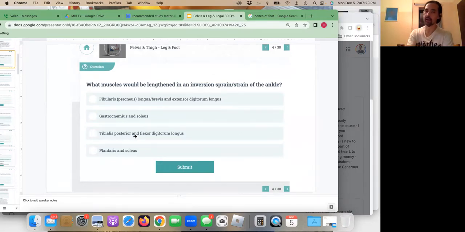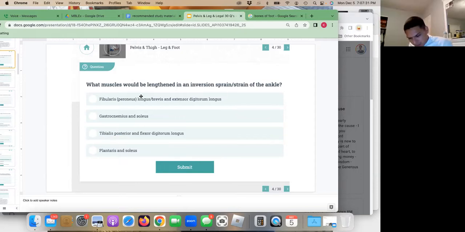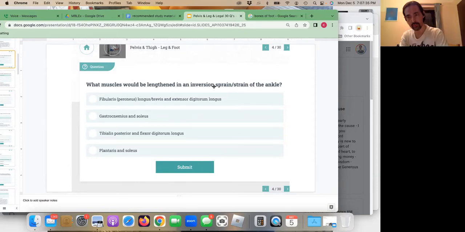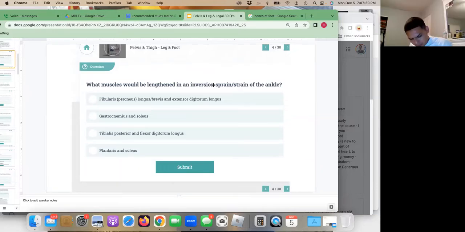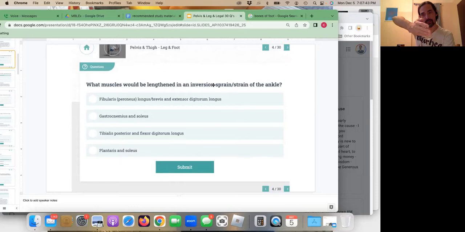Oh, no, wait, I'm sorry. I was thinking tibialis anterior. Tibialis posterior is a plantar flexor. It's a plantar flexor. Okay. But it's not going to be lengthened or overstretched when you invert the ankle. Furthermore, when you invert the ankle, there's also an aspect of what?